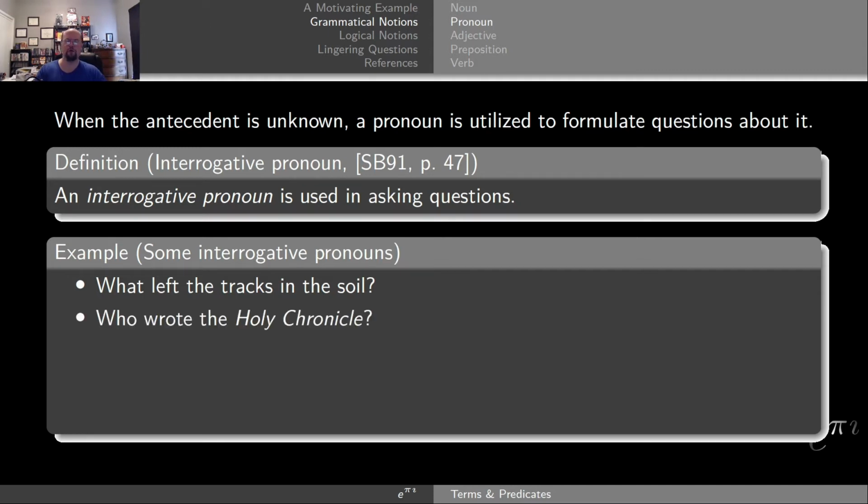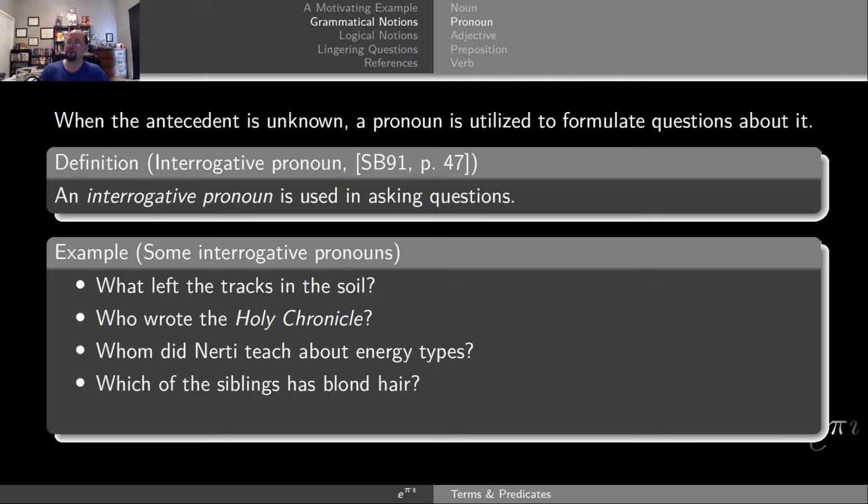Same thing with who. Who wrote the Holy Chronicle? What person actually wrote the Holy Chronicle? I don't know who it is, but the word who is referring to that individual. Same thing with whom. Whom did Naoirse teach about energy types? Who received her teaching? Which of the siblings has blonde hair? So I have a selection of siblings. Which of them has blonde hair? Whose is the cat roaming in the kitchen? So this is a question about possession. Who owns the cat that is roaming around in the kitchen?